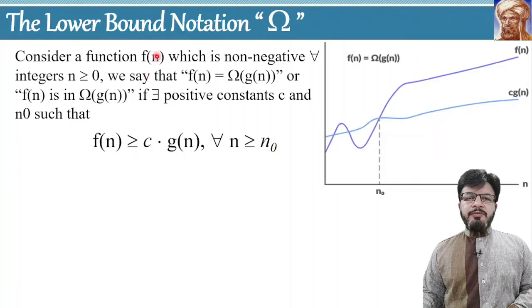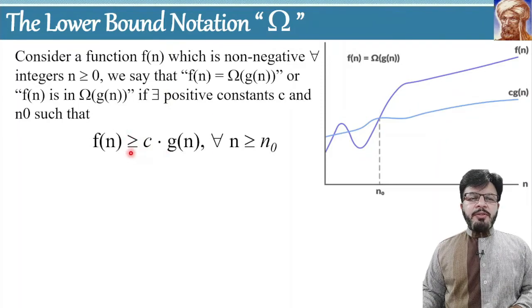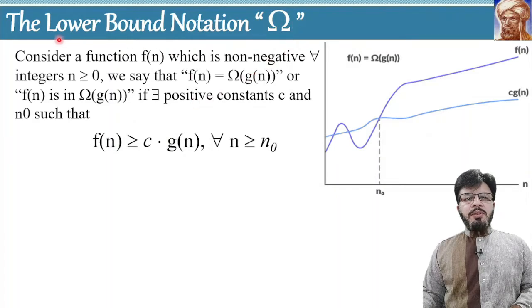So in the definition of omega, the only difference is this inequality. In the definition of big O, this inequality was f of n less than or equal to, but now it is greater than or equal to c g of n. So this is the only difference in the definition of big O and omega. Therefore it is called the lower bound notation. In the big O, the growth rate of g of n was not less than f of n, but now the growth rate of g of n is not greater than f of n. So this is the difference.